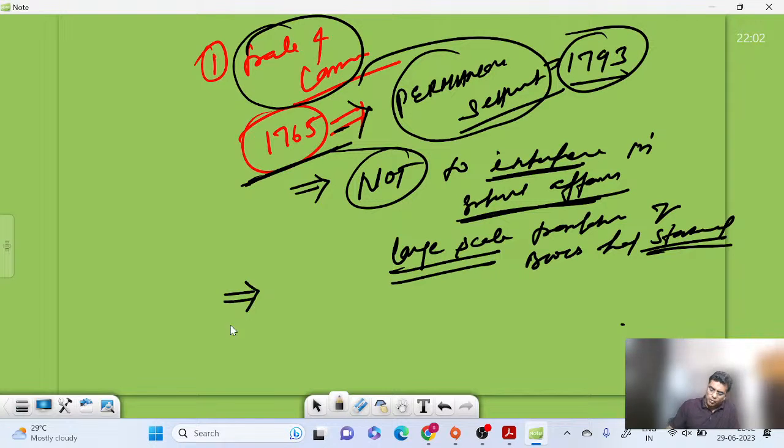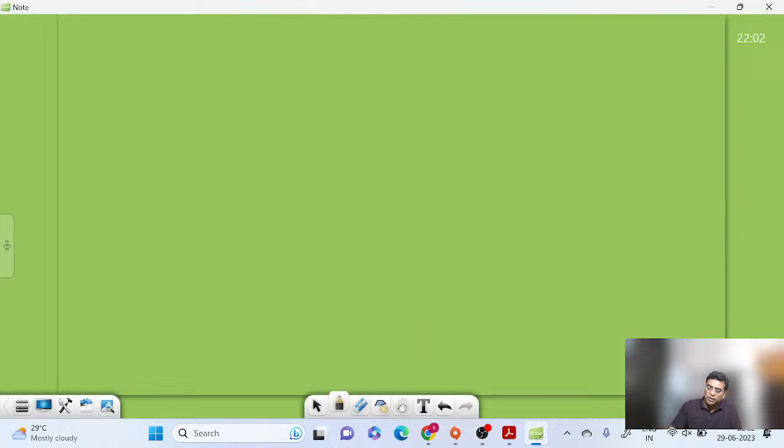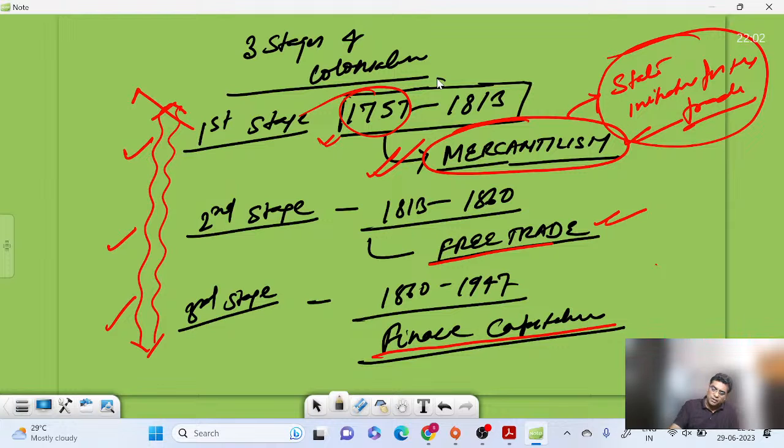Second important, the political policy was indirect subordination. You must be knowing the subsidiary alliance. So in this phase, the political policy was a policy of indirect subordination. So this is the first stage: economic policy, political policy, and social policies.